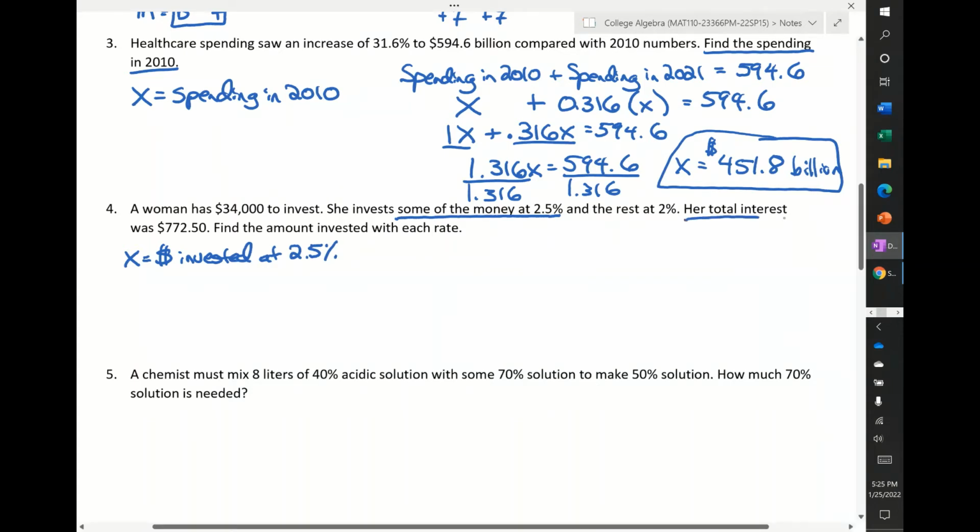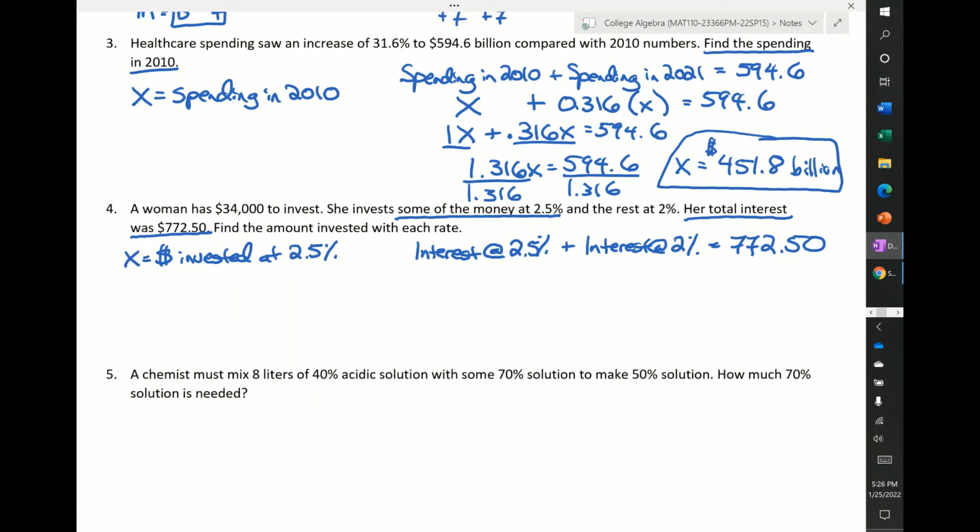Her total interest was $772.50, which means that the money for the interest at 2.5% plus the interest at 2% has to equal $772.50. Logically, that's what that's saying. We invested some money at 2.5%. We invested the rest at 2%.